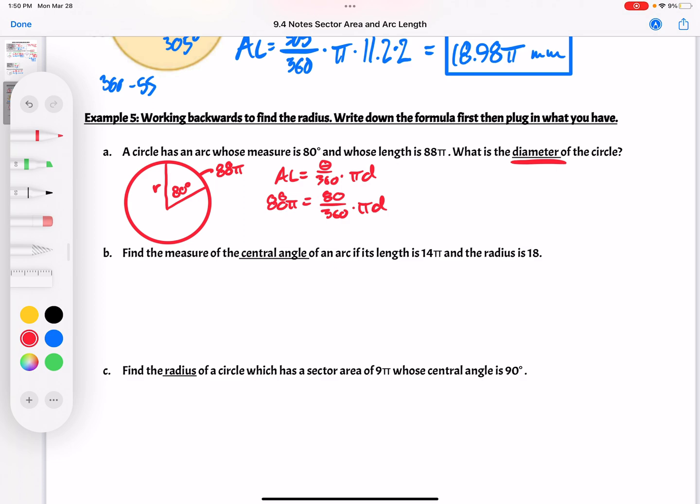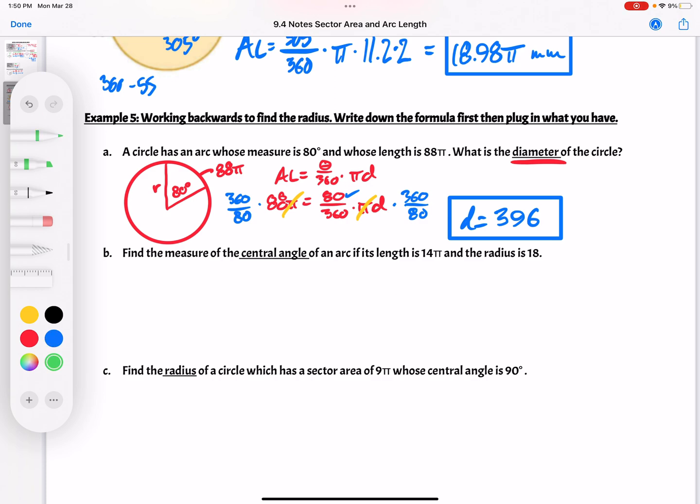The very first thing when you're working backwards, you'll notice that pi is on both sides, so it's always going to cancel out. And I'm going to multiply times the reciprocal of whatever I've got here. So both sides, 360 over 80. Multiply both sides by 360 over 80 times 88. And that gives me a diameter of 396. No units, so is what it is.